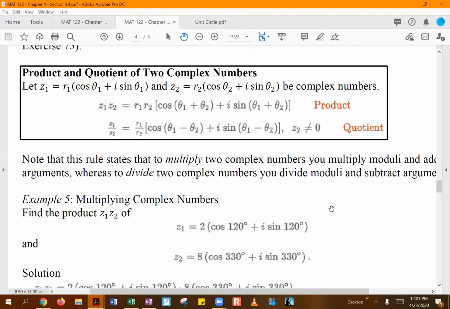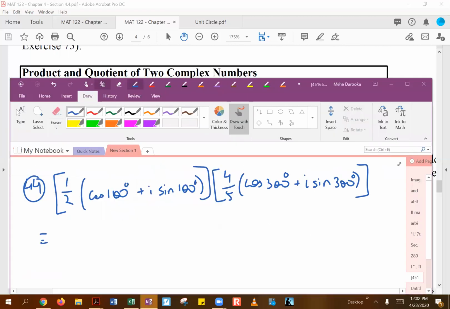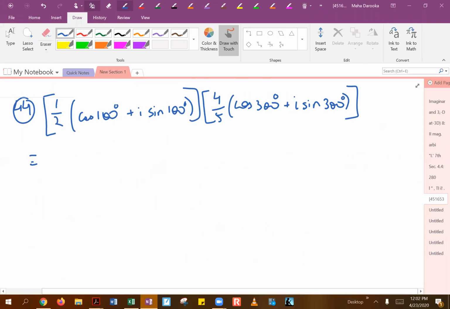So basically, when you're multiplying, multiply the moduli, R1 times R2, and with the cosine and sine functions, you add your angles, the thetas. When you are dividing them, it's going to be R1 divided by R2, and with the angles, we are subtracting the first angle minus the second one. We'll be looking at examples for both of these. So let's take a look at this one here. You are taking the 1/2 and multiplying it with the 4/5. That's your R1 times R2, so that will be in the front.